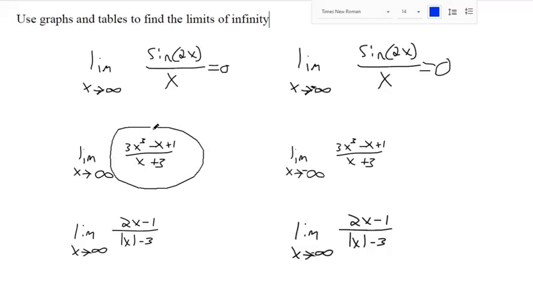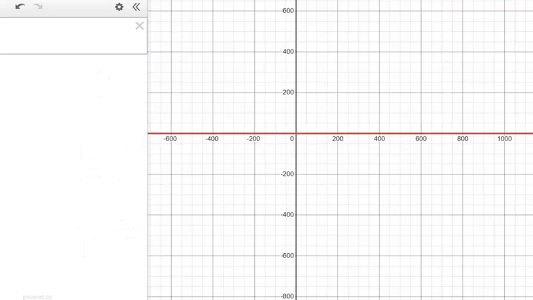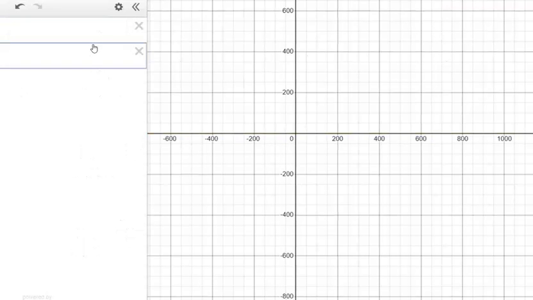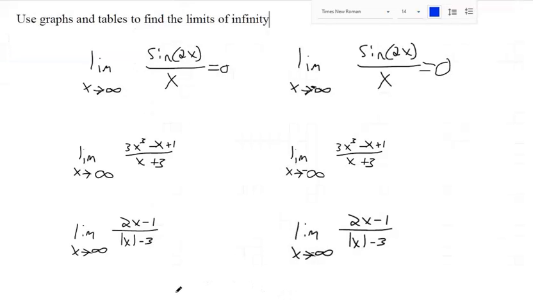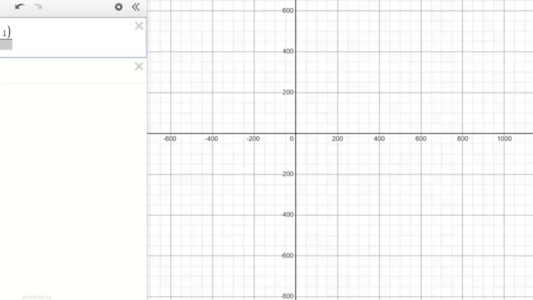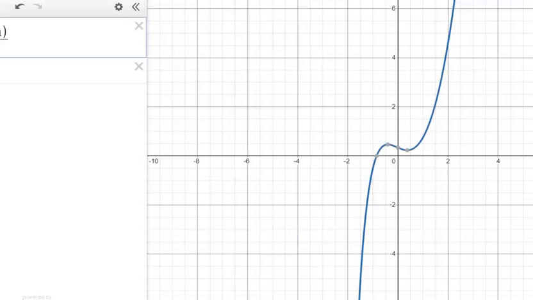So we'll graph this one, 3x to the third minus 3x plus 1, all over minus x plus 1 and then x plus 3. That won't really matter. You'll see. Okay, so here's the graph of this function.